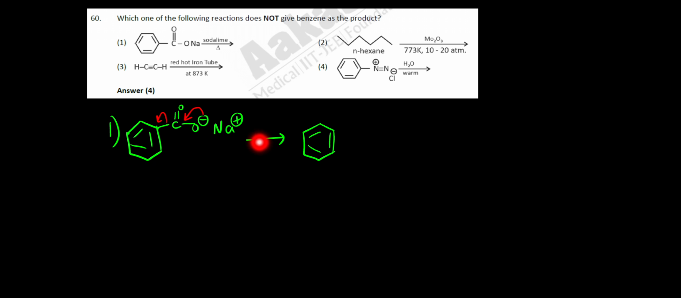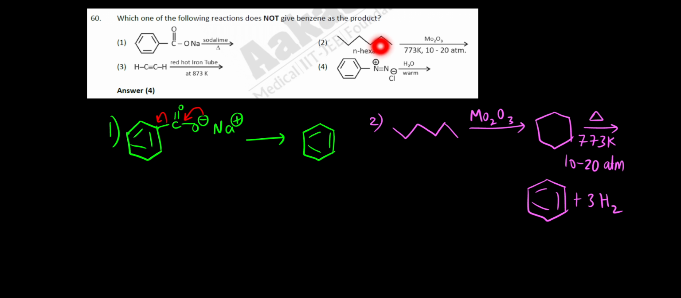First one, when you heat in presence of soda lime, there will be loss of CO2. Okay, and you will get benzene. The question is, which of the following will not give benzene? So in a hurry you should not mark answer 1. The question is, which will not give benzene? Now the second one is doubtful. Okay, second one, what is there?